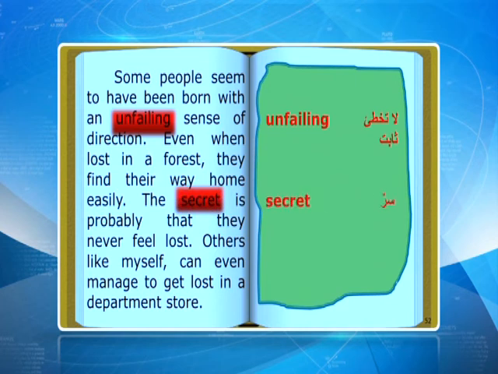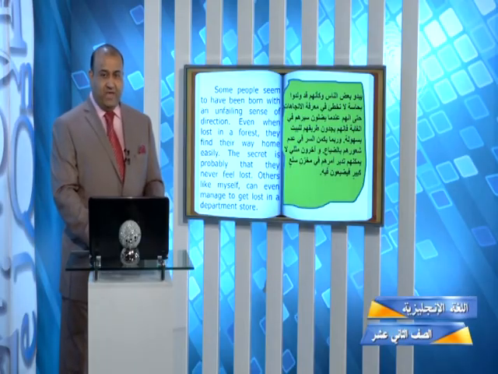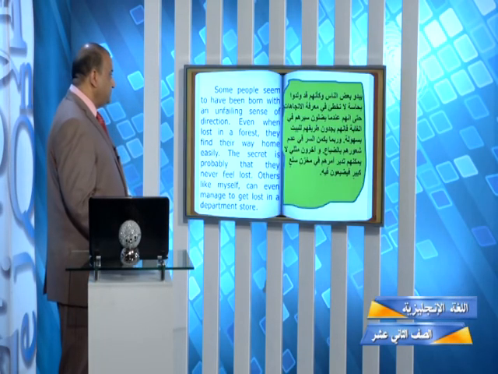Okay? Now, if you want to translate this paragraph, it should be like this. يبدو بعض الناس وكأنهم قد ولدوا بحاسة لا تخطئ في معرفة الاتجاهات، حتى إنهم عندما يظلون سيرهم في الغابة فإنهم يجدون طريقهم للبيت بسهولة، وربما يكمن السر في عدم شعورهم بالضياع، وآخرون مثلي لا يمكنهم تدبر أمرهم في مخزن سلع كبير فيضيعون فيه. This is my translation. You may provide a better one.